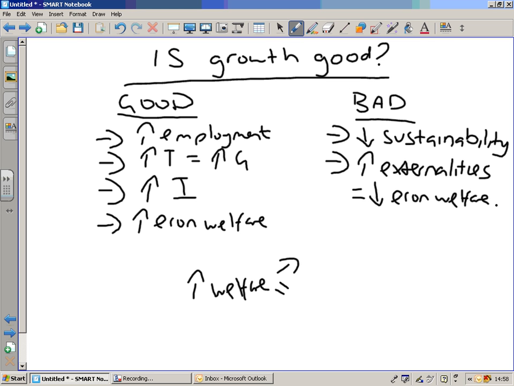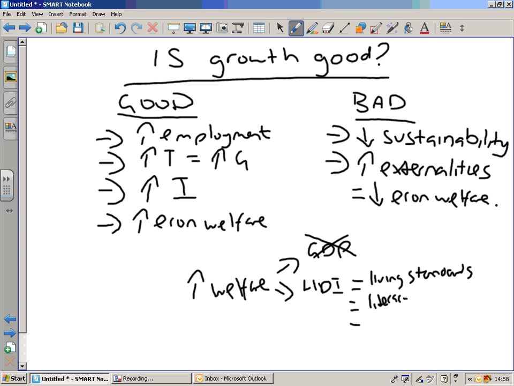Now, a better measurement of this, rather than using GDP, is HDI, which is a measurement of living standards in terms of literacy rates, life expectancy, and average wages. This is a better measurement of living standards than GDP. So although GDP being higher means we can buy more, HDI, Human Development Index, will actually measure impacts on our living standards in greater detail.